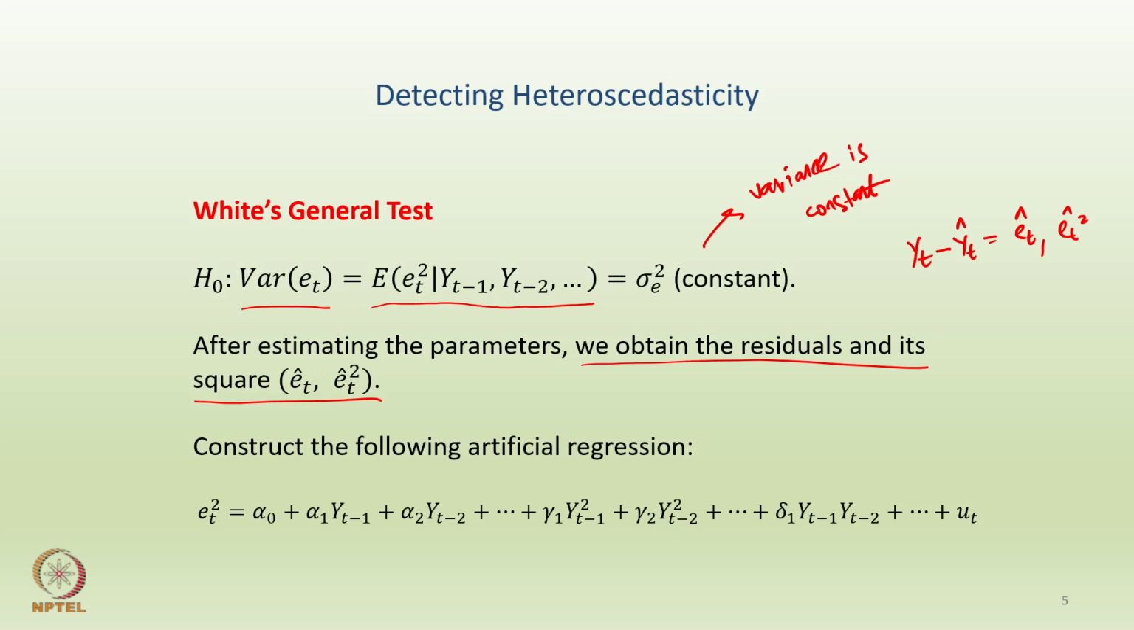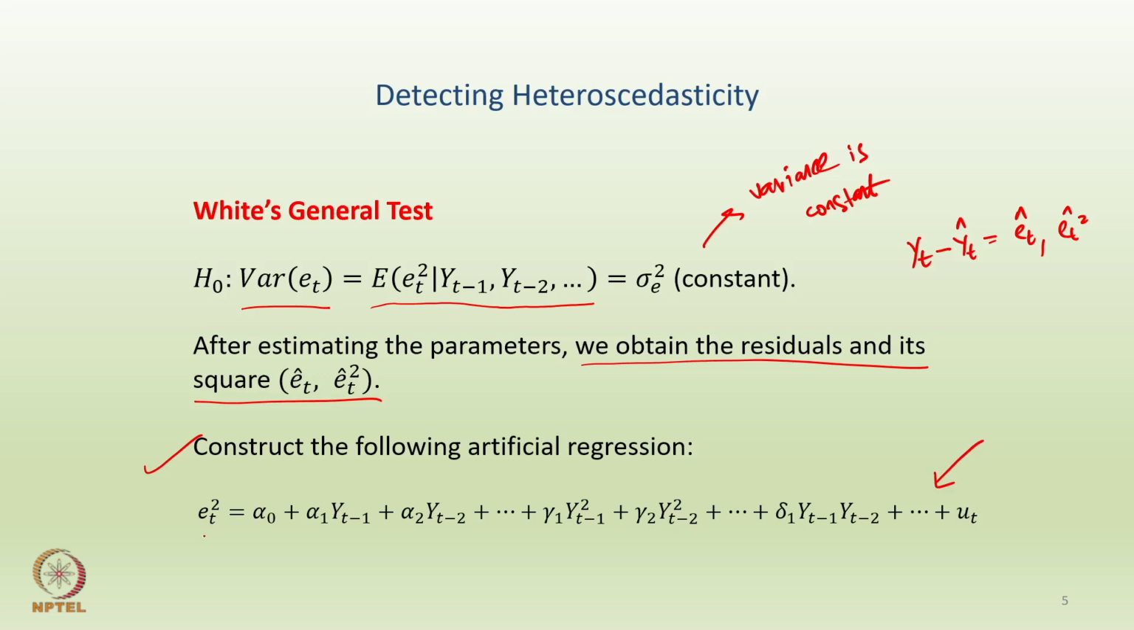Now, here under White's general test, the idea is not that difficult. You construct the following artificial regression. This is a slightly complicated model, maybe at first glance, but we will try to explain what is going on here. Firstly, why is this an artificial regression? Because you are regressing some variable on a few other variables, and hence it is a regression. And this equation on the right hand side contains a bunch of unknown parameters. Just for a second, if you look at this model, it should resemble a linear regression, or for that matter some non-linear regression kind of structure.